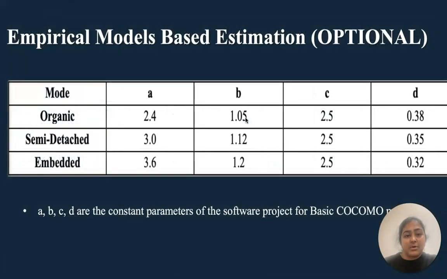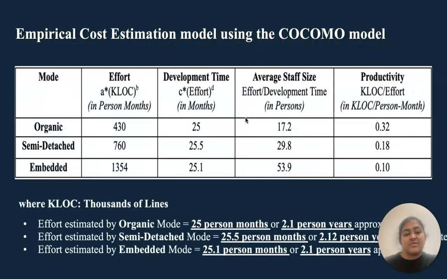Next will be the empirical model based estimation. As you can see, for the different modes, there are different constants. These constants are constant parameters for the software project. For the basic COCOMO model, using these constants, we have calculated the effort, development time, average staff size, and the productivity of the 3 different modes, which are organic, semi-detached, and embedded. With these, the effort of the organic mode will be 25 months, the effort estimated for semi-detached mode is 25.5 months, and the embedded will be 25.5 months.